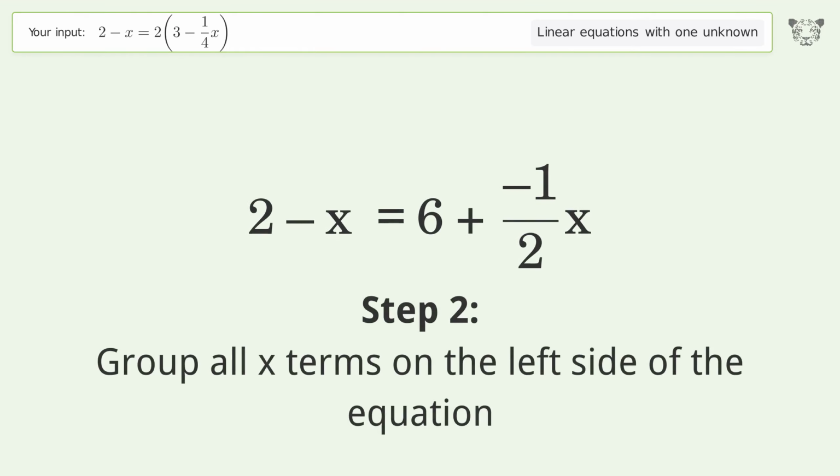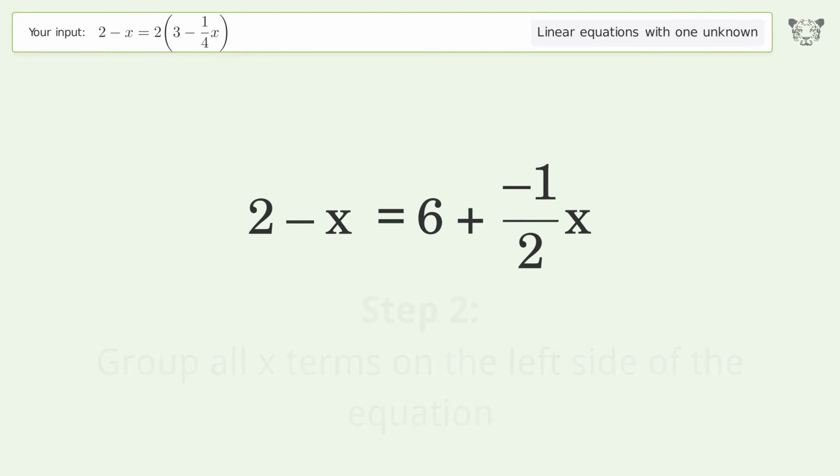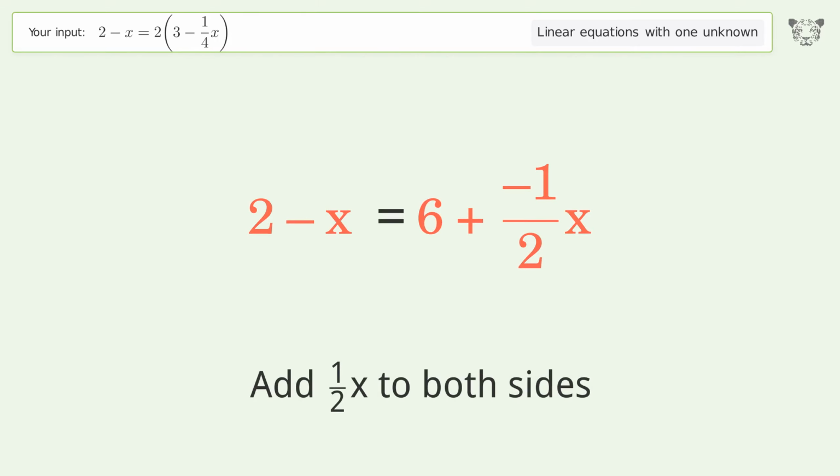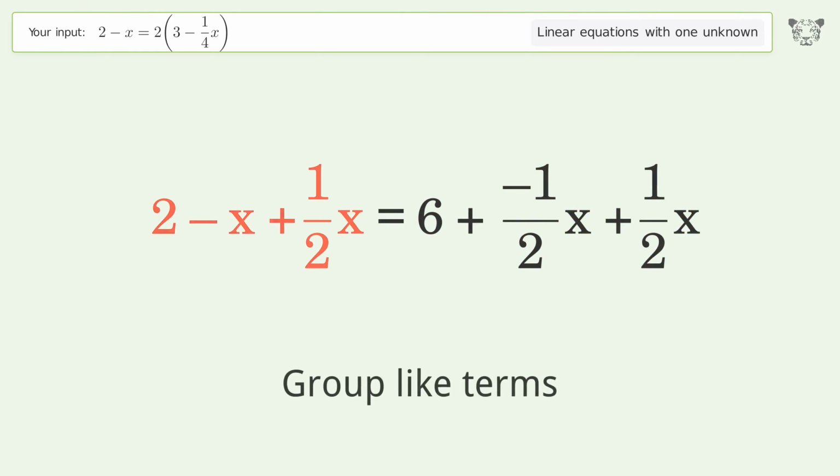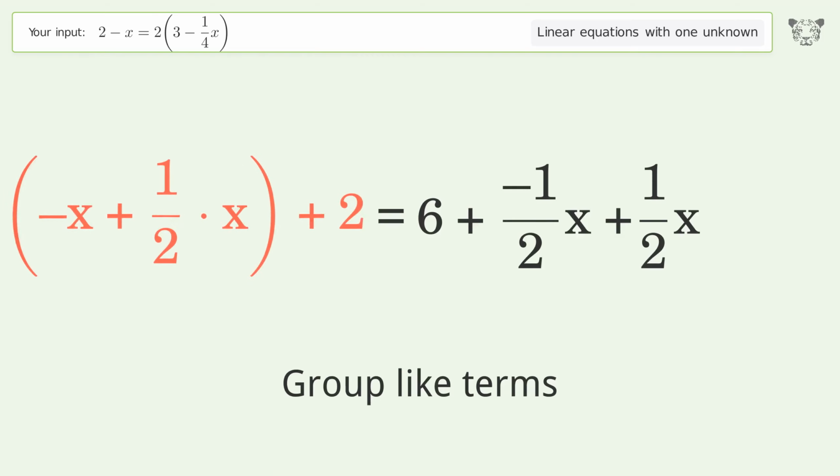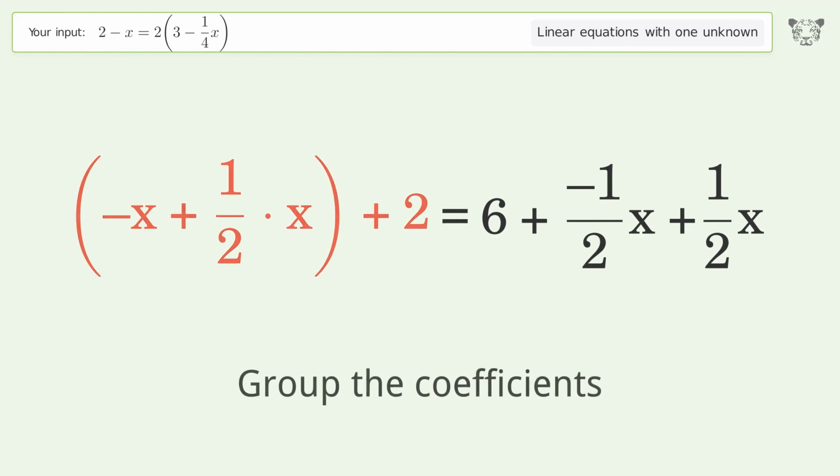Group all x terms on the left side of the equation. Add 1/2x to both sides. Group like terms. Group the coefficients.